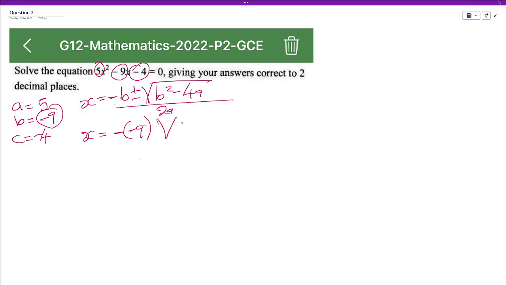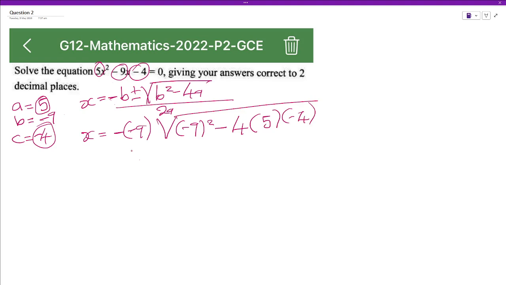Okay, and then b is negative 9, so we're going to say negative 9 squared minus 4. What is a? A is 5, c is negative 4. So we're going to say 5 c negative 4. Close. And then everything over 2. What is a? A is positive 5. So I have a 5 there.